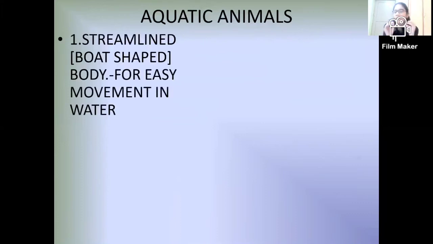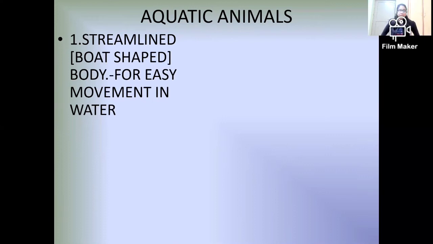Now let's learn about aquatic animals. First of all, aquatic animals are streamlined, which means they have a boat-shaped body. They have a streamlined body for easy movement in water. Because of that, you have seen a fish. If you haven't, okay, fine, but a fish is boat-shaped, and the front part helps to cut through the water to swim.